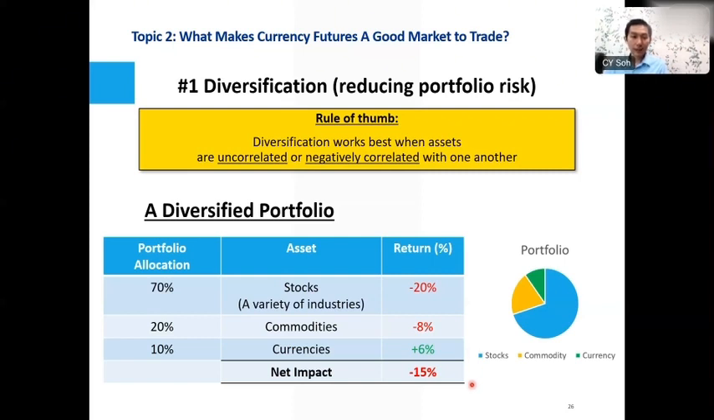So the net impact on your portfolio here is actually, let's say, 15% compared to 100% allocation towards stocks. Okay, so here we can see in your simulated portfolio that when you add currency, or in short, low correlation or uncorrelated, negatively correlated assets, you can actually reduce your portfolio volatility and risk.